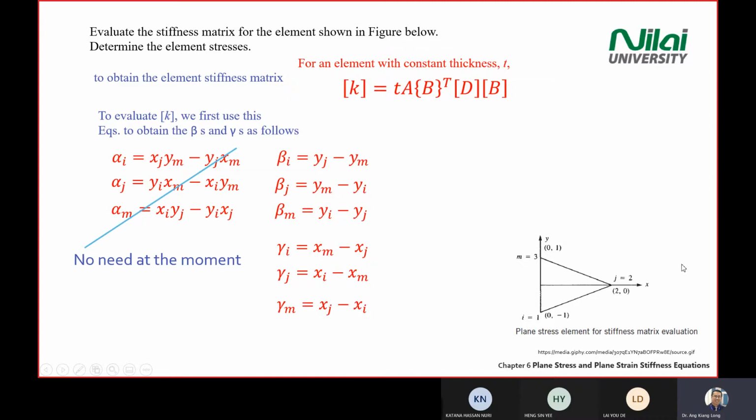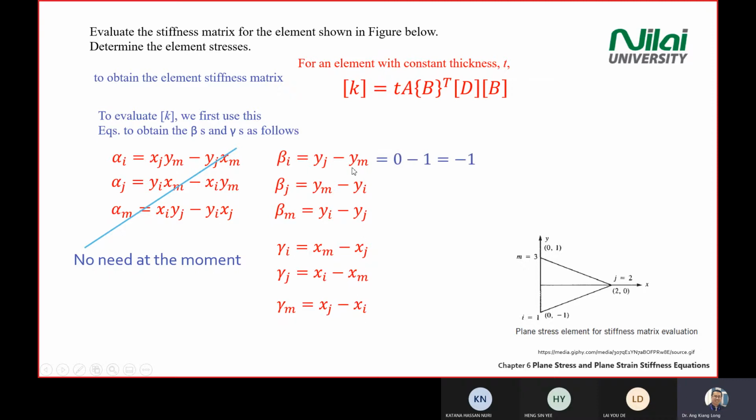So for 2D problems, we don't need the alpha parameter at this moment, right? Because if you look at the equation that we start off, K equal to t A B transpose D B, here we don't have alpha entity here. So at this moment, we don't need the alpha. We only look at the 6 equations. Of the 9, we choose 6, right? Then we calculate the beta I, beta J, beta M, gamma I, gamma J, gamma M with all the coordinates here.